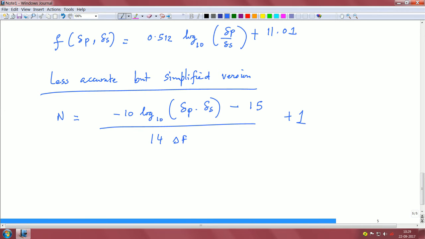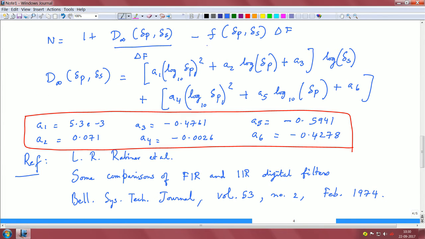So, these details are given in Rabiner's work, but for all purposes for this design example we can ignore this term, we can ignore f, this function, that is this other approximation that we have, we will ignore this term and we will focus only on this.